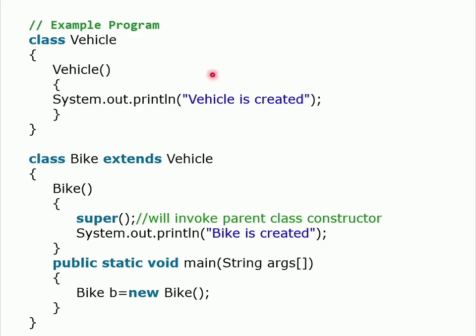Let's see its example. A class Vehicle and a constructor Vehicle, it prints vehicle is created. And next there is a subclass Bike extends Vehicle, and it also has a Bike constructor. In order to call the base class constructor, we have to specify the keyword super at the first line of the subclass constructor. It prints bike is created. Let's see its main function. It will create an object for the Bike class.